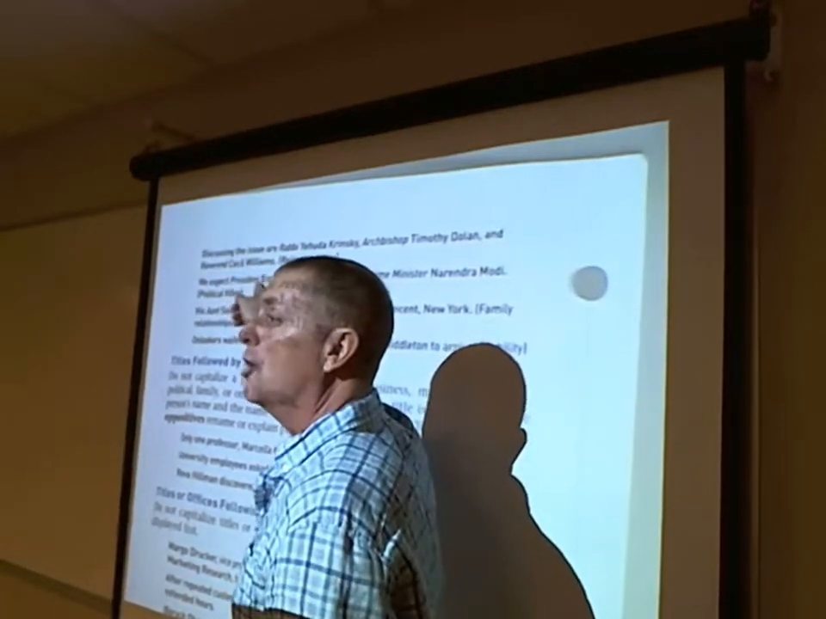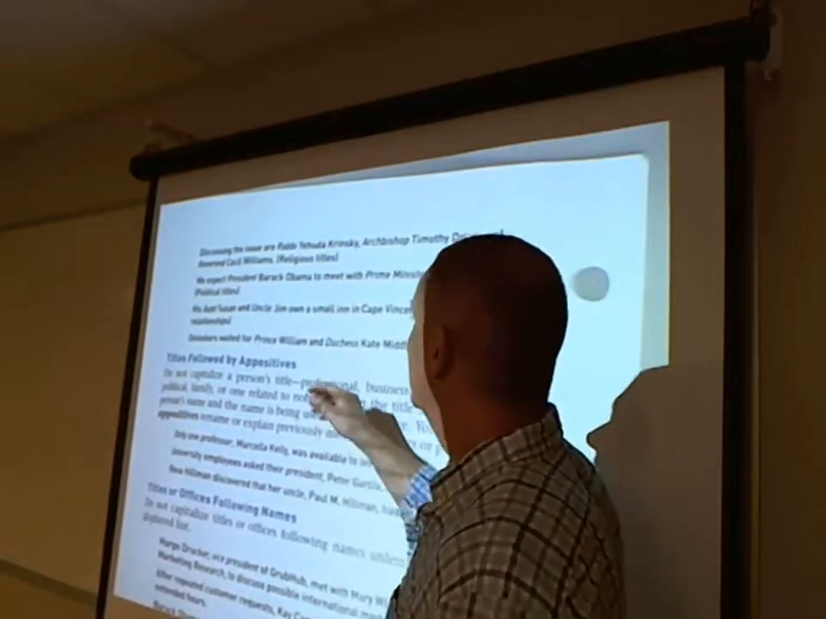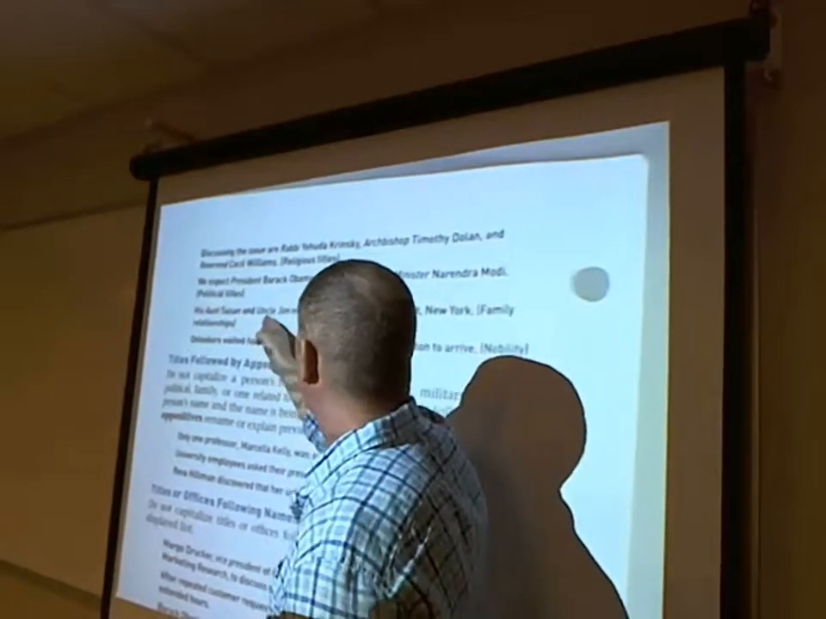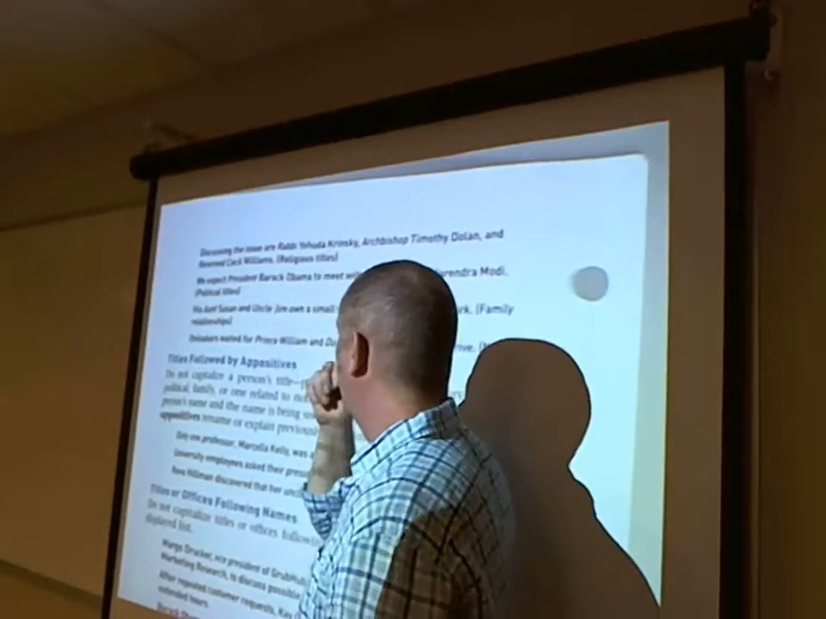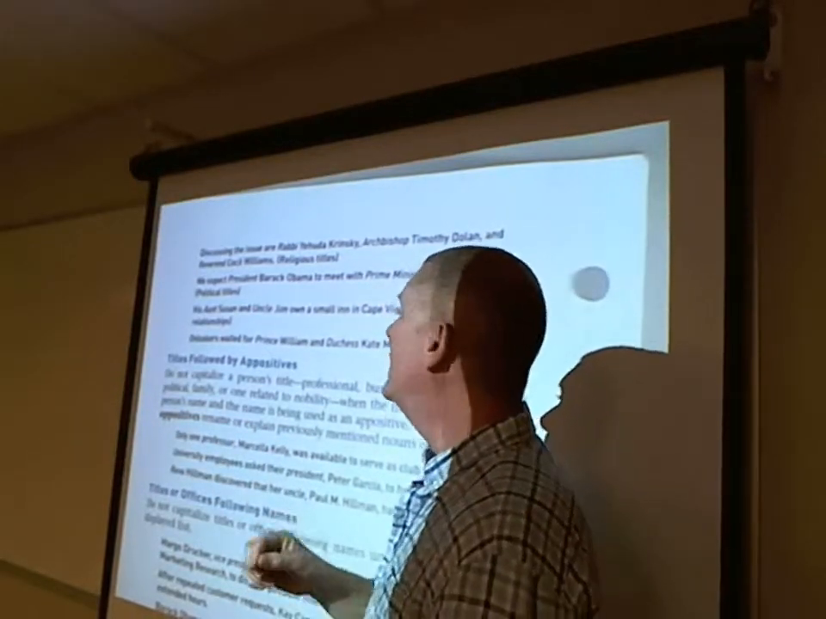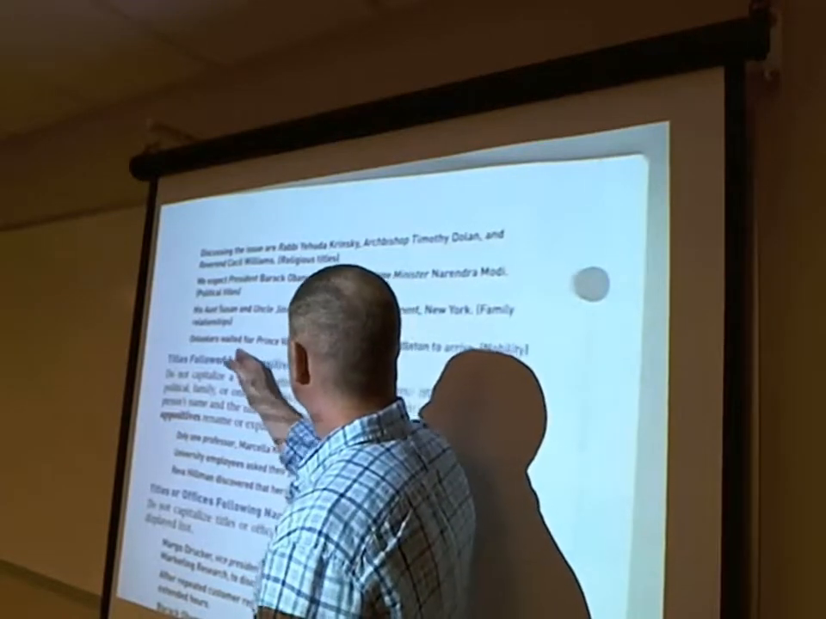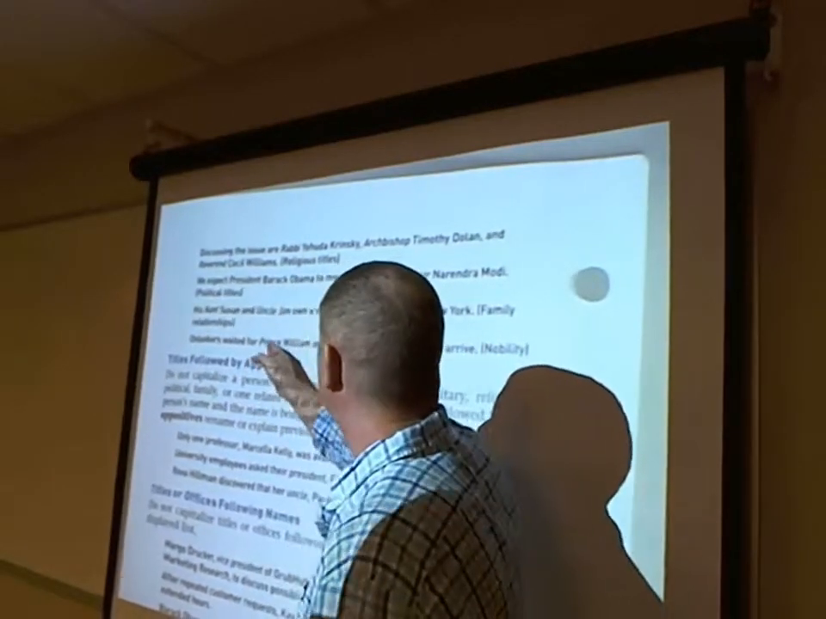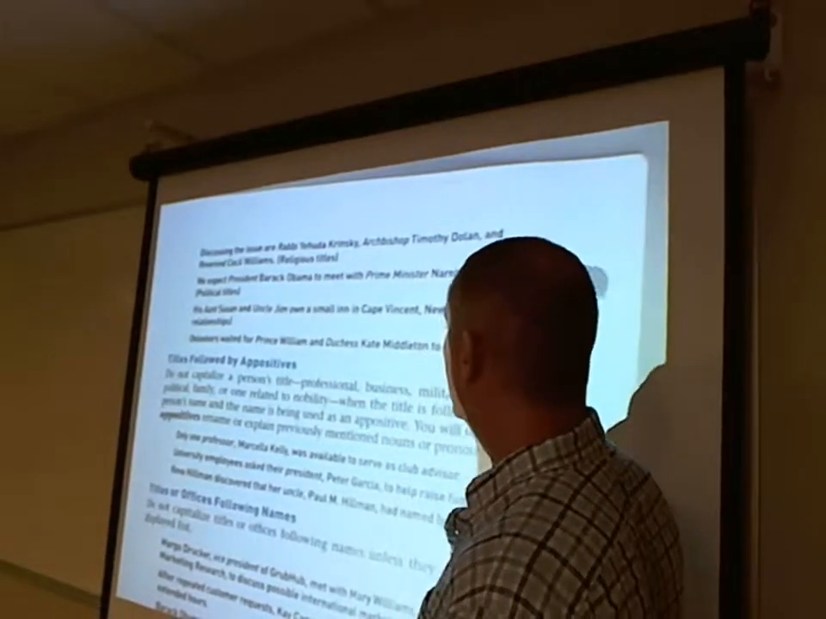His Aunt Susan and Uncle Jim. Anytime a first name is associated with an aunt, an uncle, a cousin, a father, a mother, then you capitalize that title. Okay, let's see. Onlookers waiting for Prince William, there's a title for William, and Duchess Kate Middleton to arrive. Nobility, so it's capitalized when it's used as a title. It comes before the person's name.